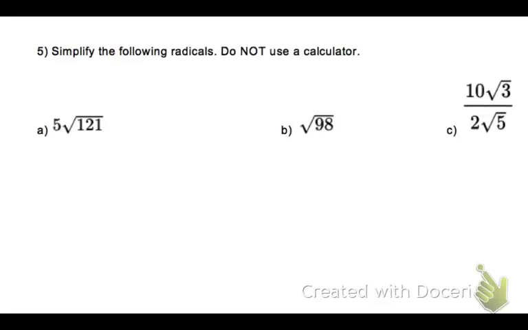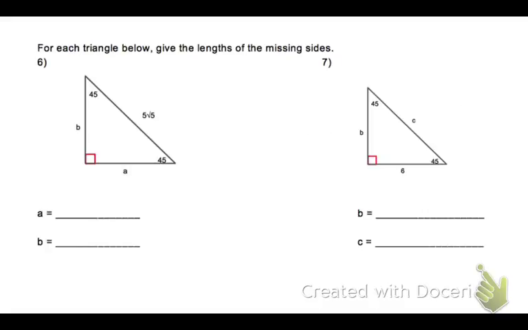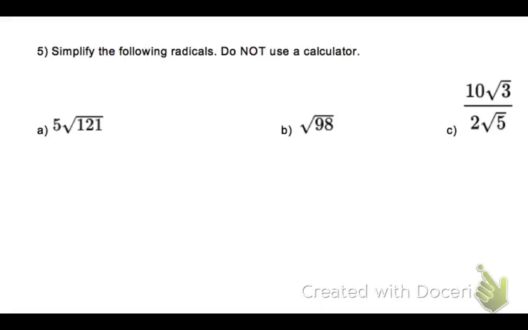Okay, this is period 6 quiz, problem number 5. You're asked to simplify the following radicals, but do not use a calculator. If you remembered your perfect squares, you would remember that 121 is equal to 11 times 11. So the square root of 121 is 11, and I'm left with 5 times 11 equals 55. Very easy. Okay. Now B.